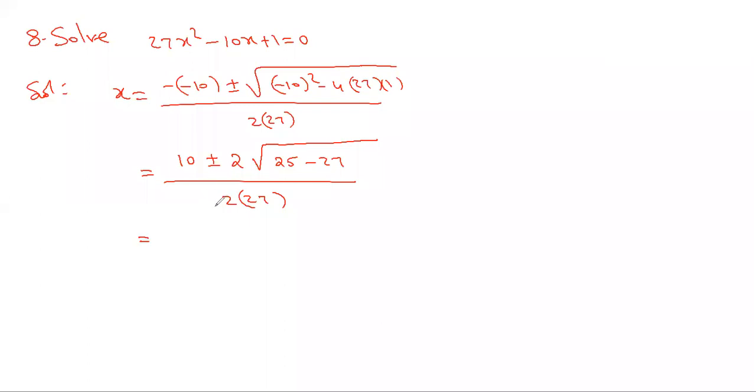Only 1-2 steps calculation difference in all these problems. Otherwise, everything is same. The 2 take common and cancel. You get 5 plus minus root of minus 2 is root 2i by 27. You can leave like this, or you can write 5 by 27 plus minus root 2 by 27i.